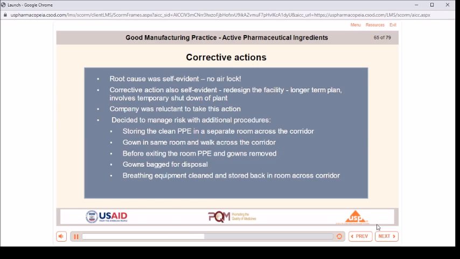Because there was a reluctance on the part of the company to take this action, it was determined that the situation would be managed by introducing additional procedures. These involved storing the clean PPE in a separate room across the corridor. This room was also used for gowning, and operators would then walk across the corridor into the drying and packaging room. On exiting the room, the PPE is removed. The gowns are removed and bagged to take out for disposal, and the breathing equipment is cleaned and taken back into the room across the corridor for storage.